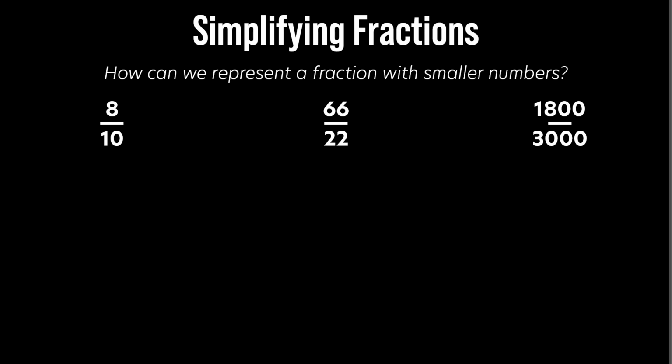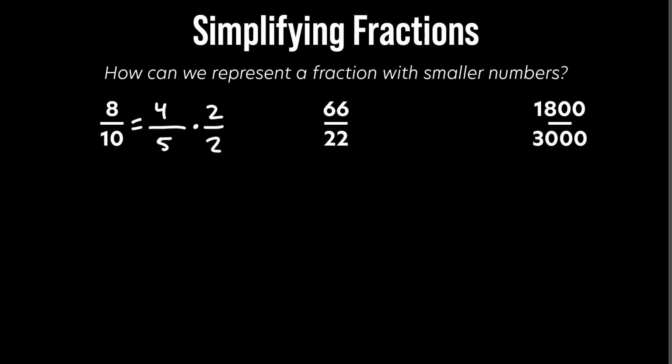Let's try simplifying these fractions. First, we have 8 over 10. What is a common factor of 8 and 10? Again, a common factor is 2. So we can essentially divide 8 by 2, which is 4, and divide 10 by 2, which is 5. And then here we have our 2 and our 2. 4 times 2 is 8, and 5 times 2 is 10.